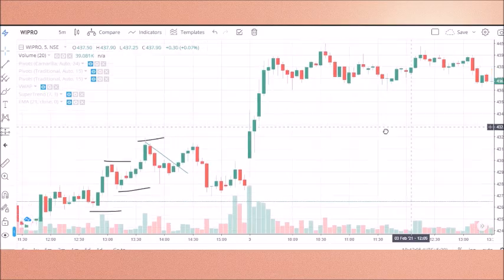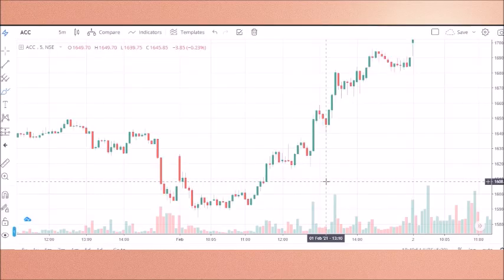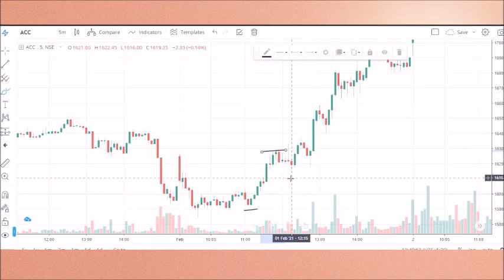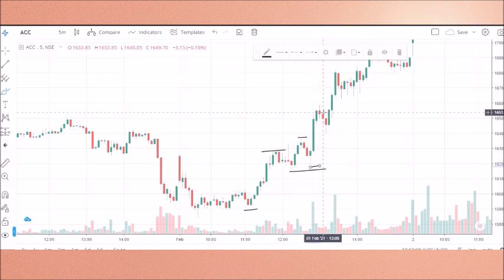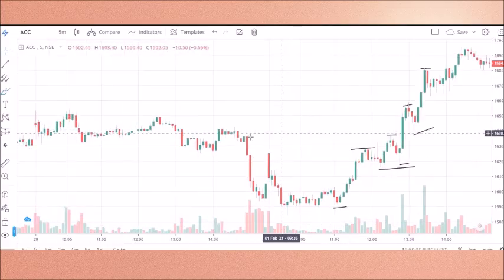Let's check. Similarly, you can check for any stock for that matter. Let's check one more. Here, see low, high, higher low, higher high, again higher low, higher high, higher low, higher high. So it is an uptrend, confirmed.